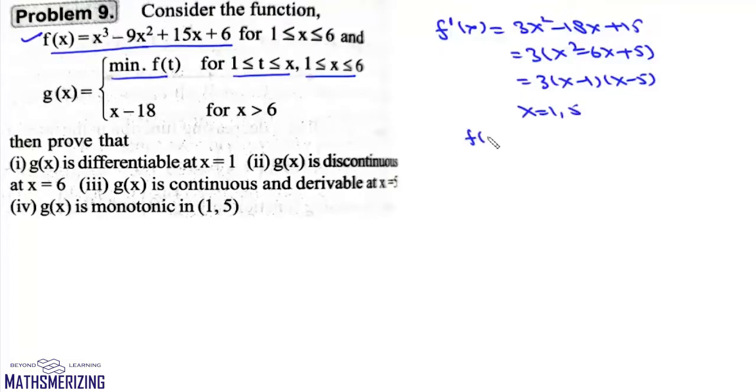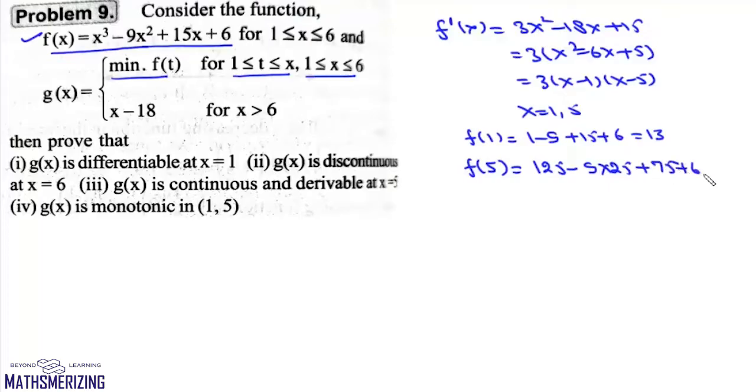Now if we find the value at 1, it will be 1 minus 9 plus 15 plus 6, which is 22, and 22 minus 9 is 13. And if we find the value at 5, it is 125 minus 9 into 25 plus 75 plus 6, and this value is minus 19, and the value at 6 is minus 12.